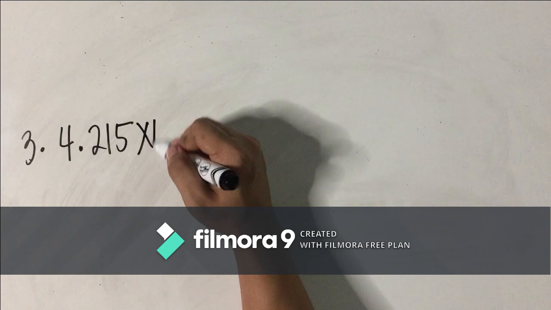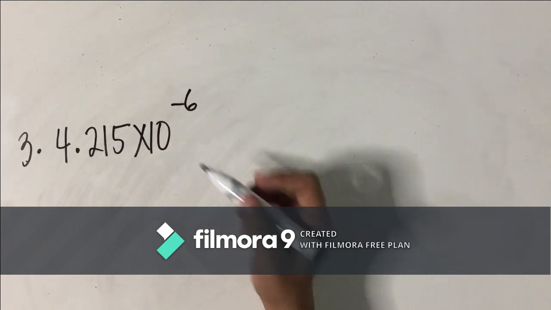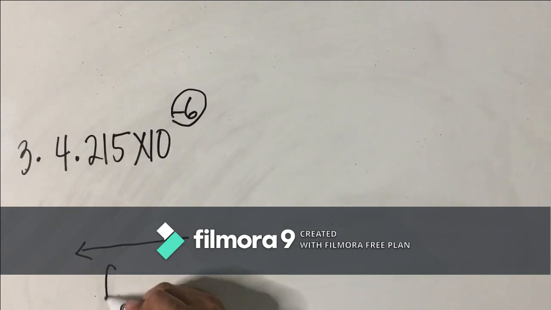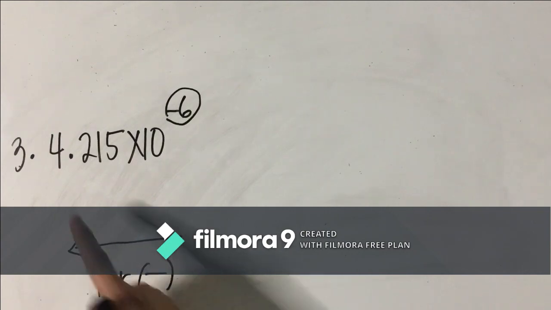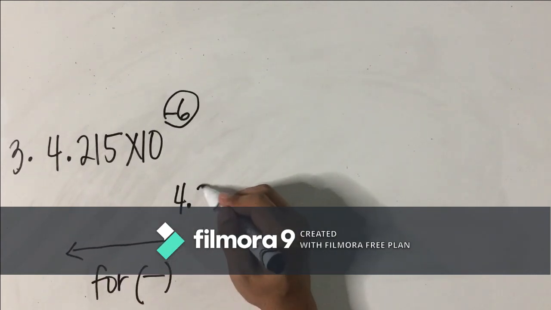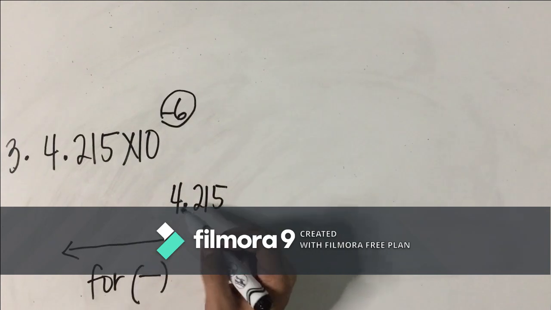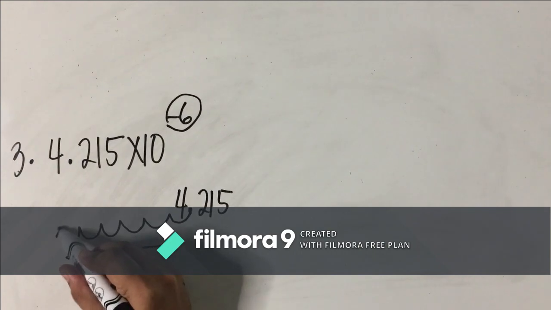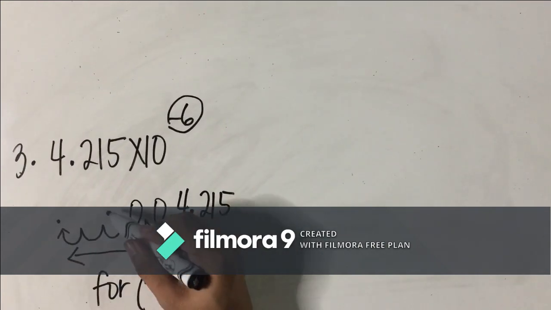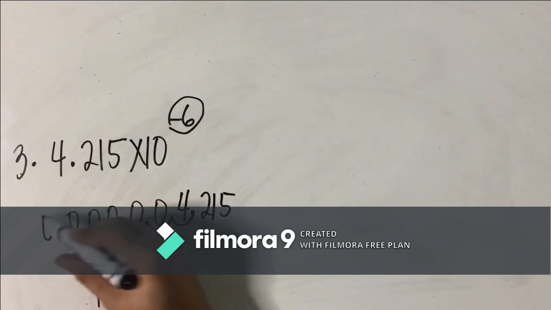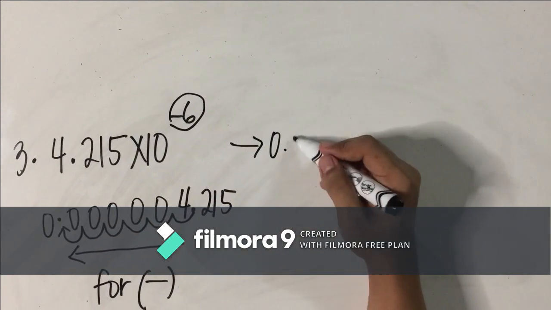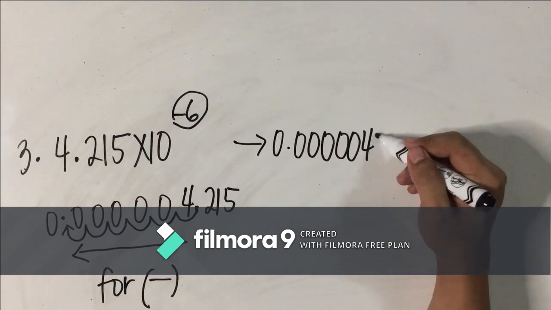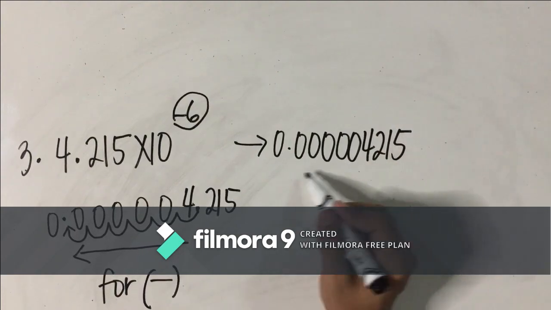Now, for the last example, which is number 3, we have this value 4.215 times 10 raised to negative 6. So the exponent again is in negative value. So the direction of the movement is from right going to left. That is for negative exponent. So we have to move the decimal point between 4 and 2, 6 movements. So that's the new position of the decimal point. So for those spaces, let's put zeros, making it 0.000004215.